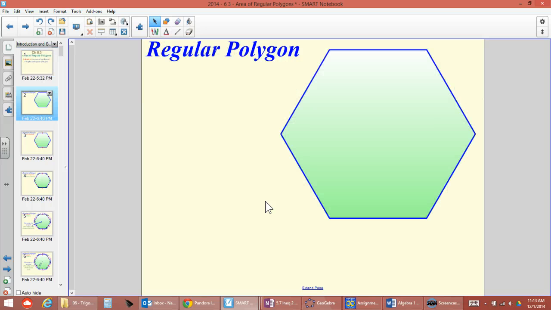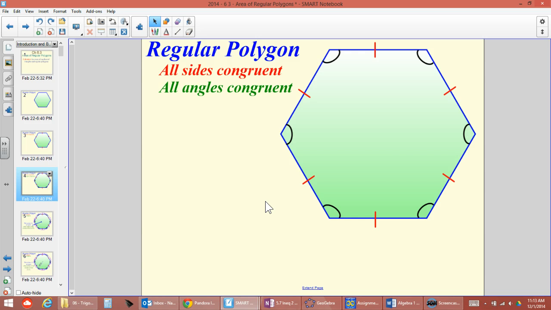Regular polygons. To be a regular polygon, all the sides have to be the same, they're all congruent, and also all the interior angles are congruent. That's the definition of a regular polygon. That's like a square. In a square, all four sides are the same and all angles are 90 degrees.